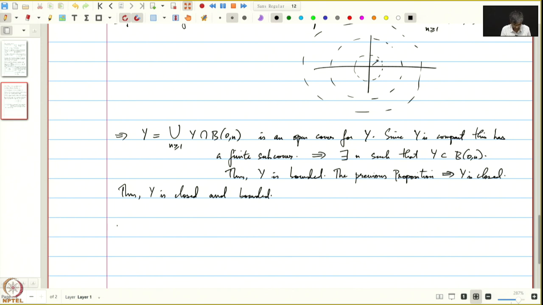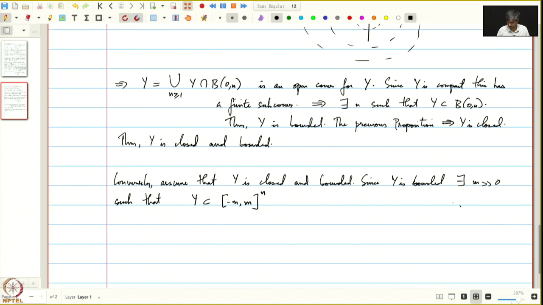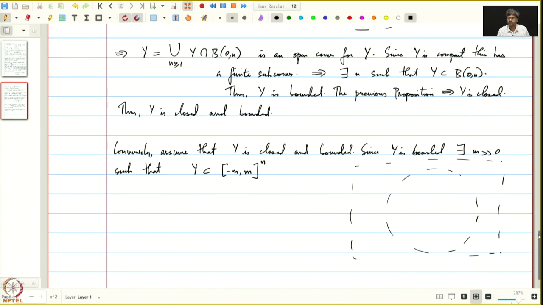So this proves one direction. Conversely, assume that Y is closed and bounded. Since Y is bounded, we can find an M large such that Y is contained in this product of these intervals. Y is bounded means Y is contained in some large open ball, and this open ball we can put inside a closed square like this. So our Y is this thing.